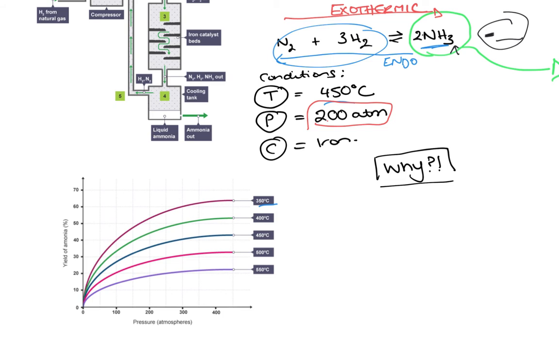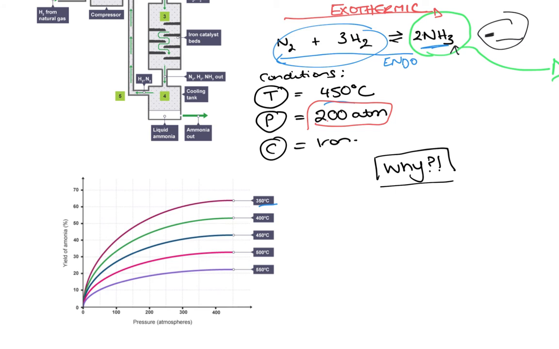Now, catalysts increase the rate of a reaction by lowering the activation energy by providing an alternative reaction pathway. They do not affect the position of equilibrium. And what that means is it does not affect the yield of ammonia. The yield will be the same with or without a catalyst. The catalyst just makes sure that we get there more quickly. So the iron catalyst is simply there to reduce the activation energy by providing an alternative reaction pathway.